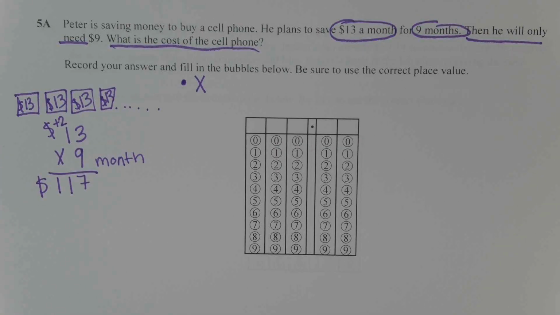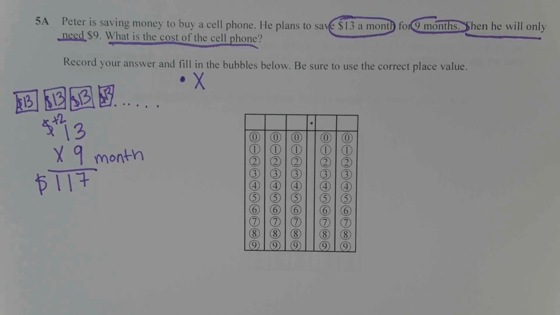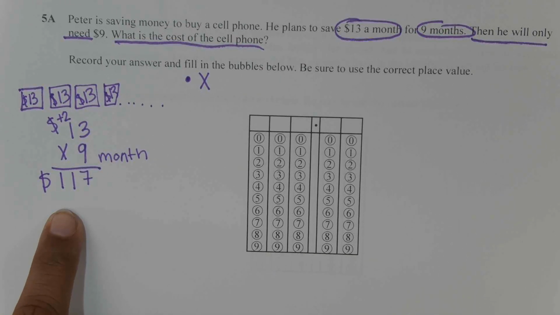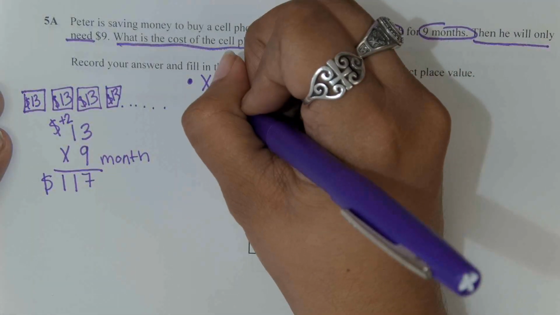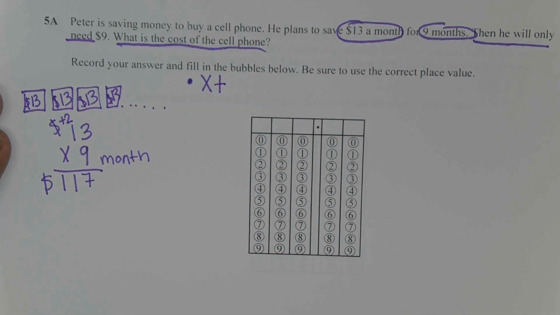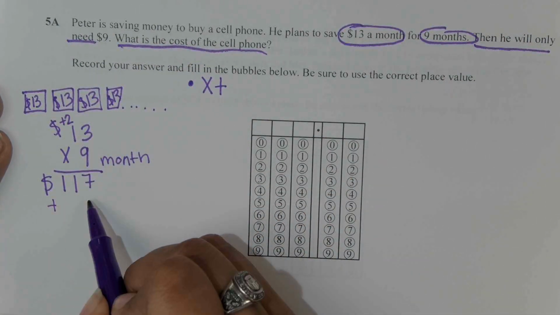So now that we know that part, it says then he will only need 9 more dollars, or $9. So what do I have to do to figure out how much money the cell phone costs? Because I know it's $117. Now he needs 9 more. So what can I do to figure out the total cost of how much the cell phone is? That's right, I can add. But what are we going to add? Well, I already have $117. I need 9 more dollars, so I'm going to add 9.